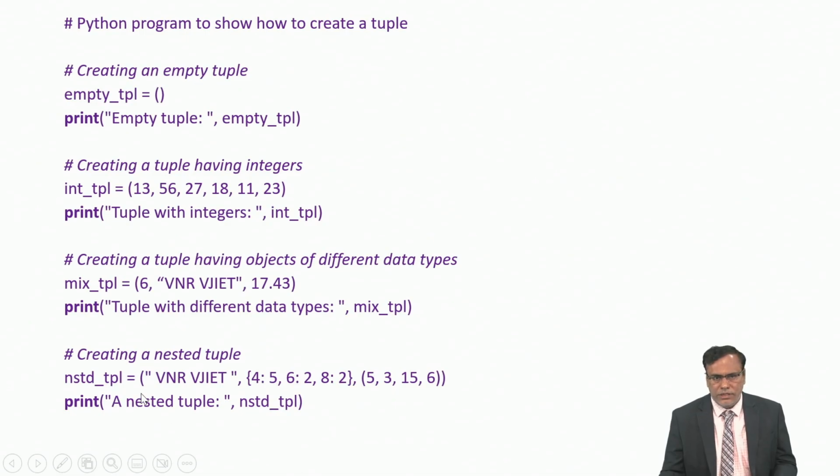And this is creating a nested tuple. Like in a list you can have a nested list, in a tuple also you can have a nested tuple. These are the elements of this tuple. This is a string. This is a set. Of course, I have not yet discussed sets. The elements of this set are enclosed in curly braces. And this is once again another tuple. So this is the nested tuple.